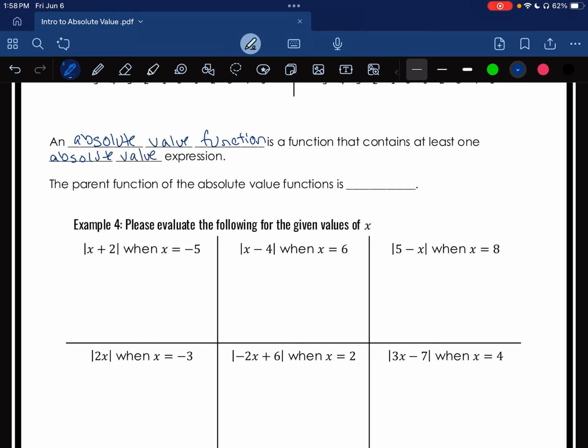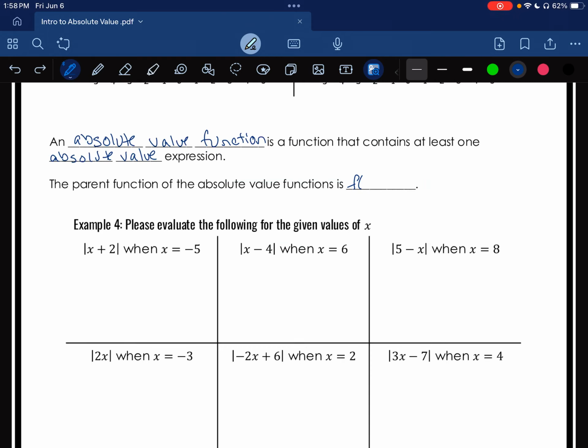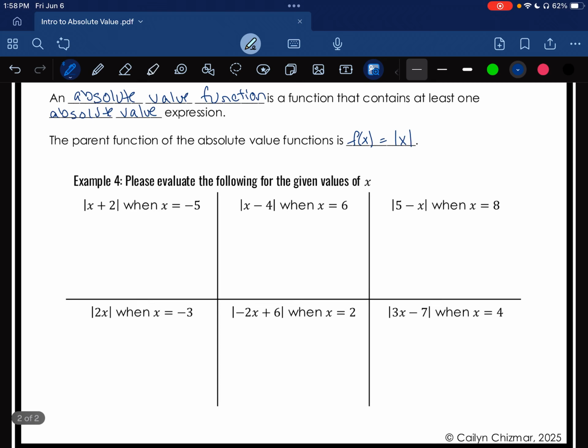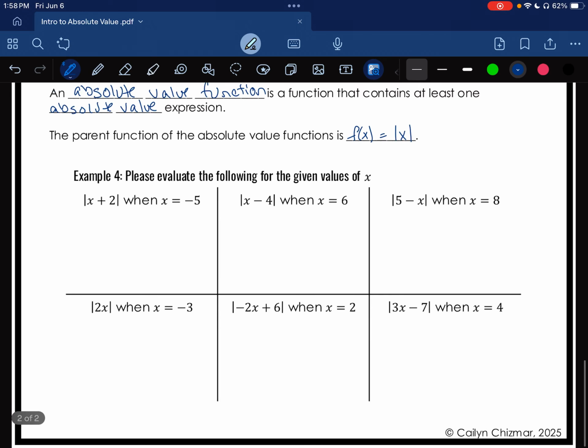All right, and the parent function of the absolute value function is f of x equals the absolute value of x. Parent functions, you'll remember, are just the plainest, boring version of each function family. All right, so what we're going to do is evaluate these expressions for given values of x.